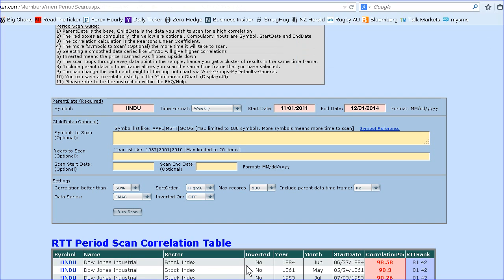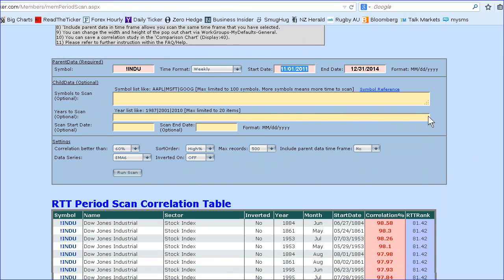Okay, so here's our period scan. I've loaded in, and you can do this with any symbol, by the way. It doesn't have to be an index. You can load Apple in, or Google, and scan the Google pattern against other stocks like Microsoft and QQQ and what have you. So I've loaded up the Dow Jones with the time frame in question, November 2011 to the current time, and we run our correlations.